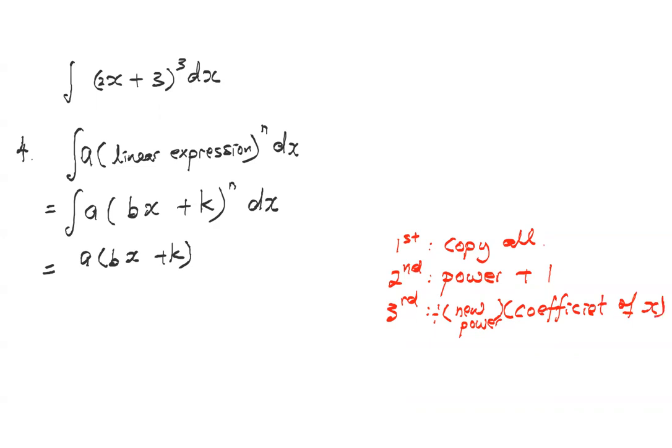So it means like that. I copy down the whole thing already. Power plus 1. Divide. I must put two brackets here. I must have two numbers. One is the new power. The other one is the coefficient of x. You get me? So that is how the rule goes. So can you please write down the integral for this one?